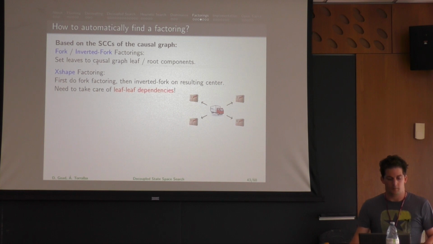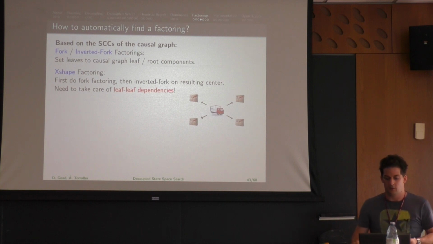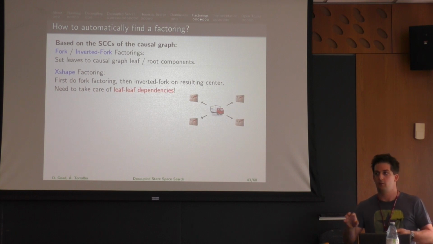We also devised an easy combination of this, which we call X-shaped factoring. So we do a fork factoring, and then you can do an inverted fork on the remaining center part, so that, well, you could imagine having edges from the package to the truck here, and also from the truck to the packages. What you need to take care of are leaf-leaf dependencies. So it might be that there exists an action that induces an arc from this package to this one here, and then you might have to put variables back into the center.